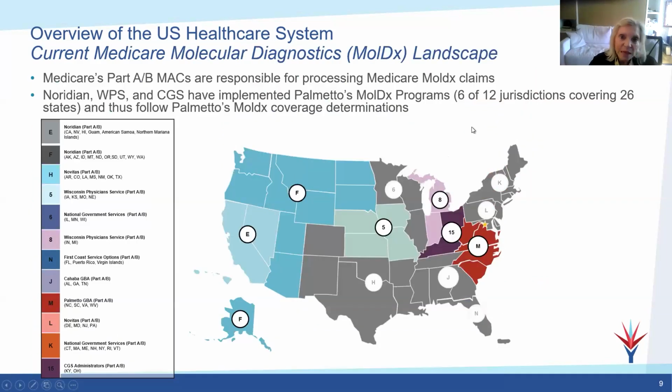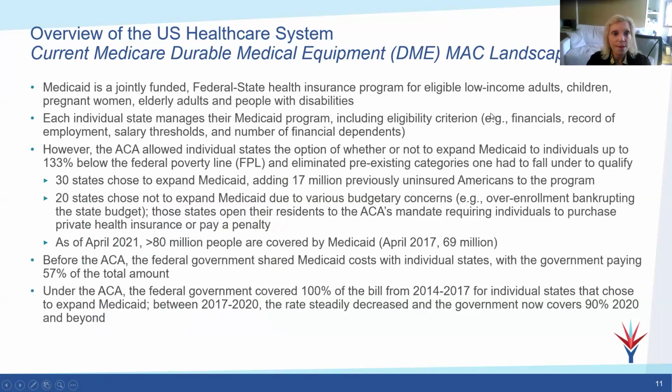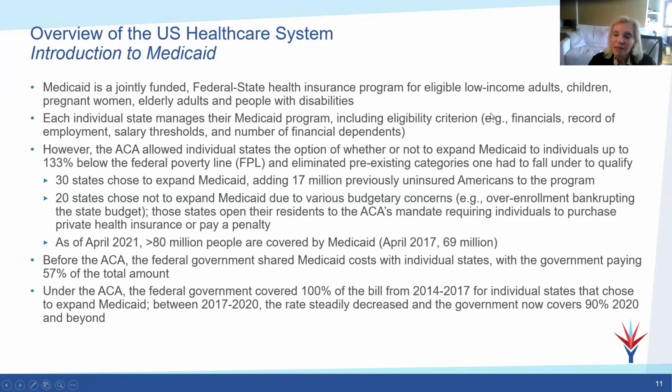So that was parts A and B, really. There are also specific MACs for molecular diagnostics, or MolDX. There again, Palmetto is key, and the other MACs will follow Palmetto's coverage determinations. There are also different MACs that are specific for durable medical equipment. And then, so that was all about Medicare.